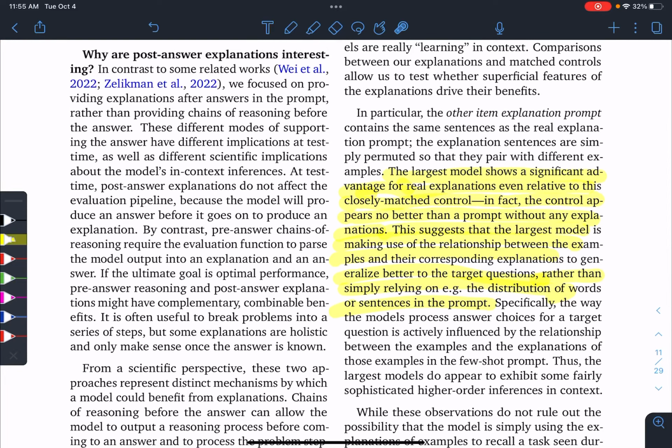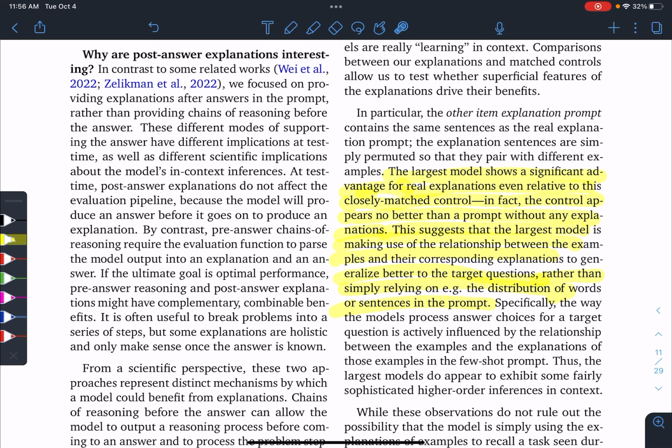Okay, so the other conclusion is the largest model shows a significant advantage for real explanation, even relative to this closely matched control. In fact, the control appears no better than the prompt without any explanation. This suggests that the largest model is making use of the relationship between the examples and their corresponding explanation to generalize better to the target question, rather than simply relying on the distribution of words or sentences in the prompt.